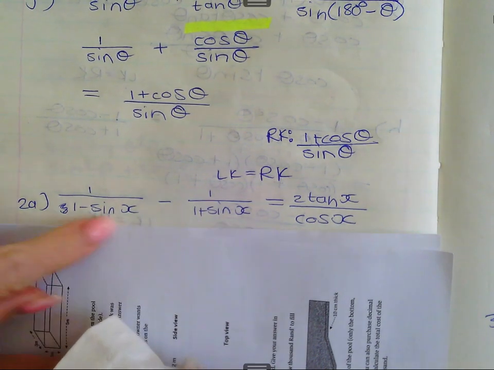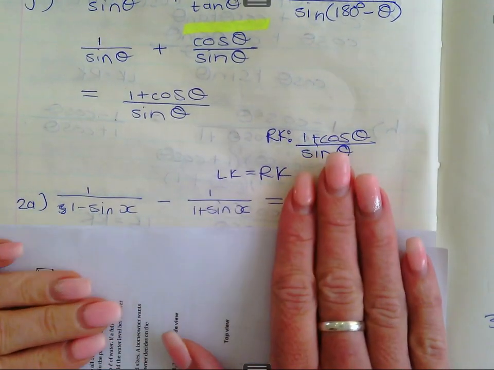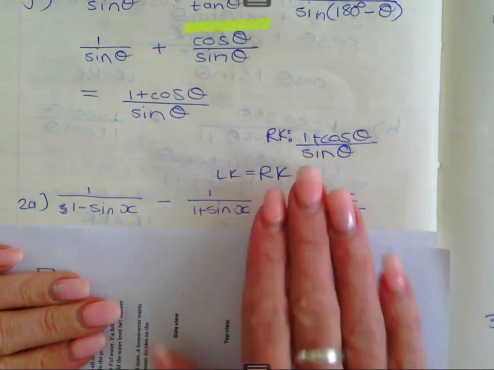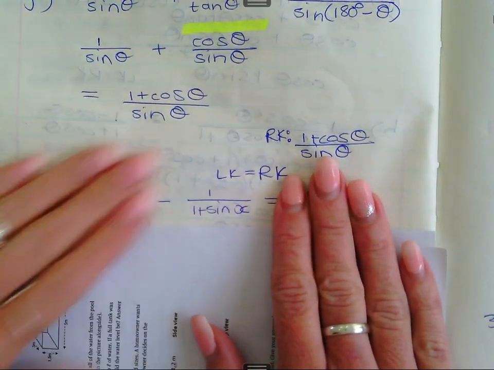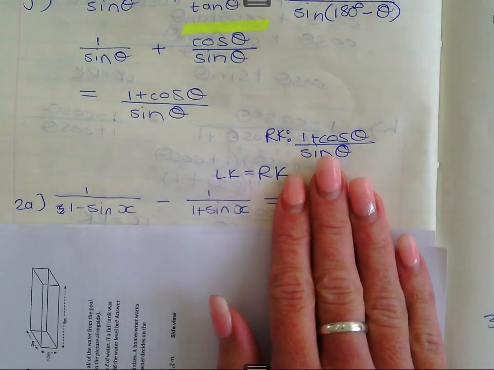Is there a trigonometric function? Remember, you don't look at the right hand side. The right hand side is this one simplified. You just look at this one. Is there a trigonometric function?